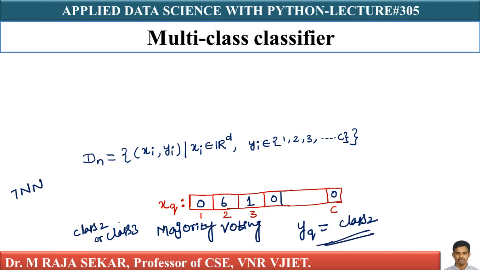If I use a probabilistic classifier, if I give a probability value, how can I give it? Just see, probability of yq is equal to 2.